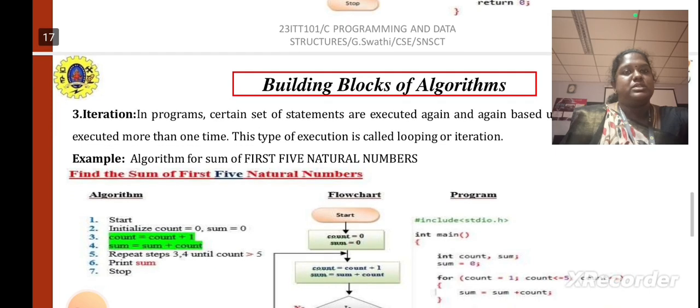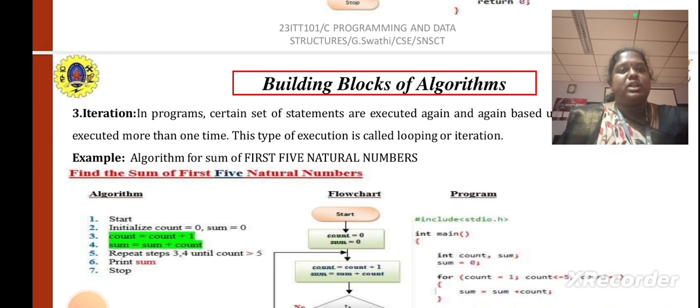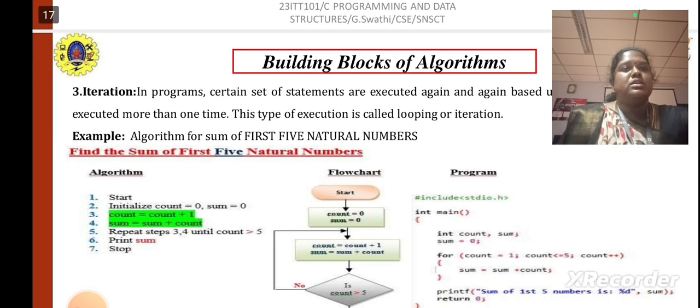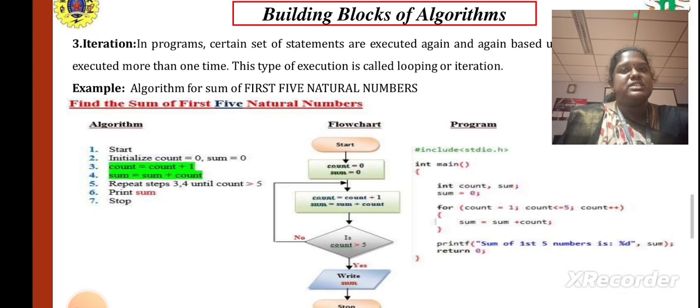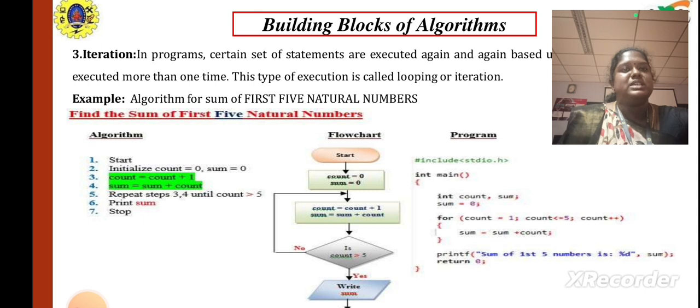Building blocks of algorithm. Next is iteration. In a program, a certain set of statements is executed again and again based upon a conditional test. If executed more than one time, this type of execution is called looping or iteration. For example, if we have to find the first 5 natural numbers, we need to know about a count, and then we have to flow again and again.